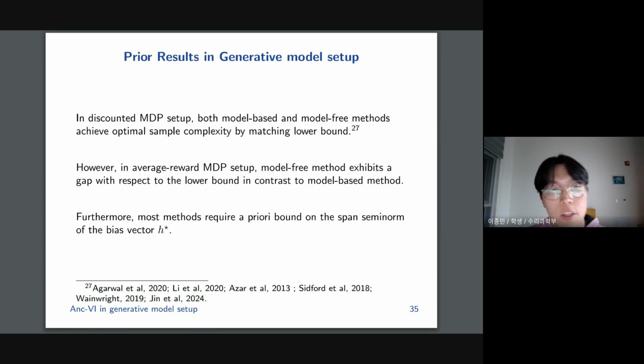There is a line of research to obtain efficient sample complexity in this generative model setup. It was known that in this kind of setup, both model-based and model-free methods achieve optimal sample complexity by matching the lower bound. However, in the average-reward MDP setup, the model-based method achieved the optimal sample complexity, but the model-free method still exhibits a gap with respect to the lower bound. Furthermore, most methods, including model-based and model-free, require a priori bound on the span semi-norm of h star, where h star is the solution of the Bellman equation.